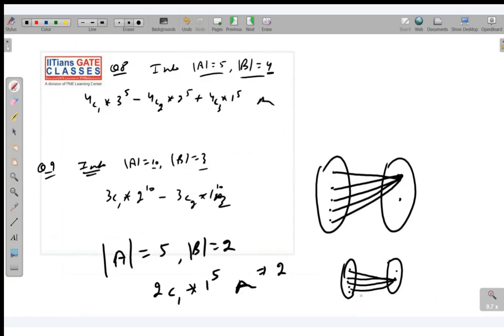Okay, so these are only 2 functions possible and the formula is also giving us 2 as the answer. Is it okay? Yes, sir. Okay, so take a snapshot. I will jump to the next slide.